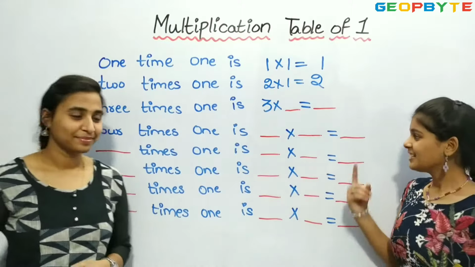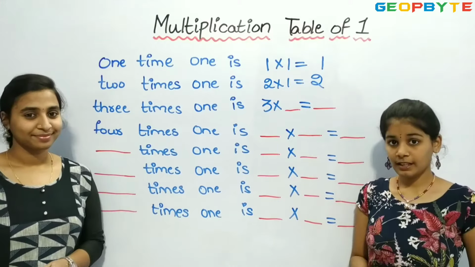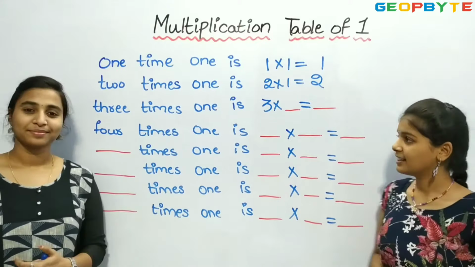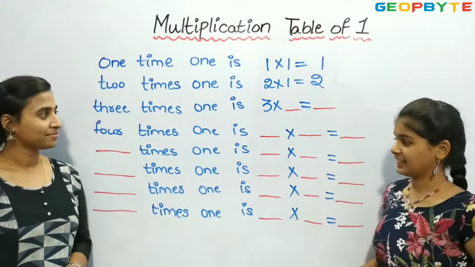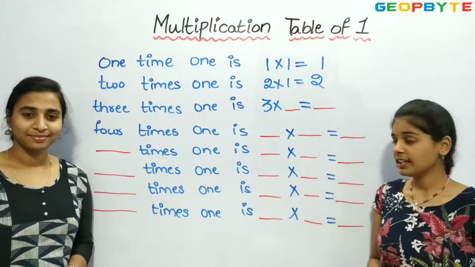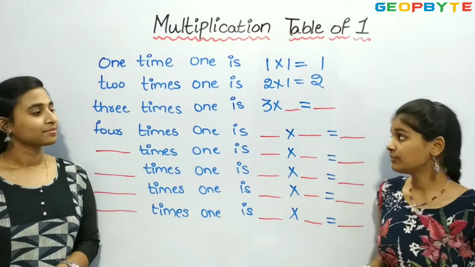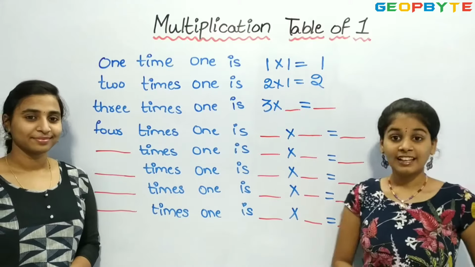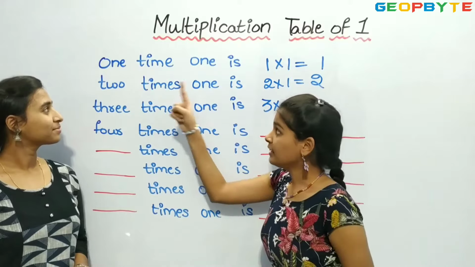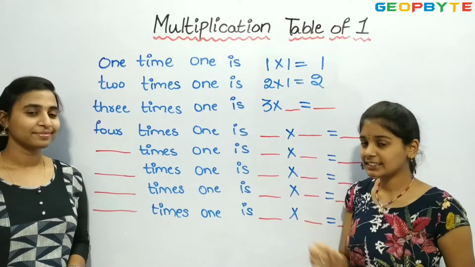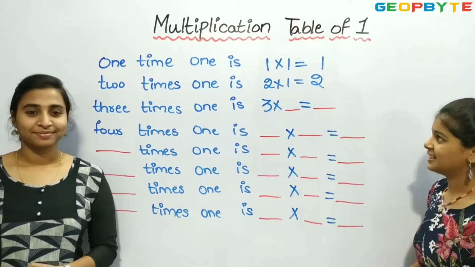Children, see here. We have a multiplication table of 1. And also, we have some blanks here. We need to fill these blanks. Children, they gave 2 examples. Let us see the first example. 1 times 1 is 1 into 1 gives us 1.